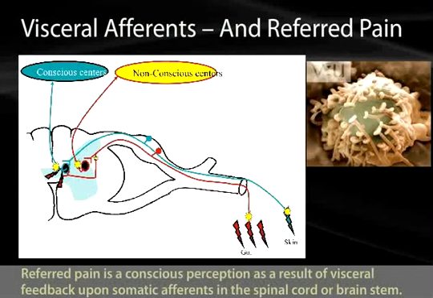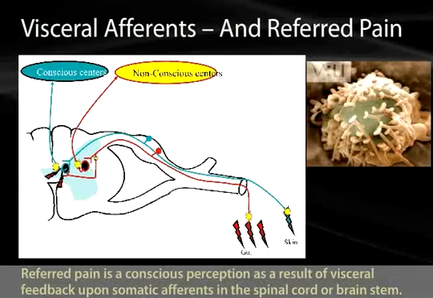So where did this referral from visceral system to somatic system occur? In the spinal cord. And that's the concept of referred pain. You can see that this one picture has so many endings on it that there's a lot of global inputs coming from all over because of these little collateral sprouts that come off of many of these neurons, both motor and sensory. So, what is referred pain? Referred pain is a conscious perception as a result of visceral feedback upon somatic afferents in the spinal cord or brainstem. What does it mean in terms of questioning?